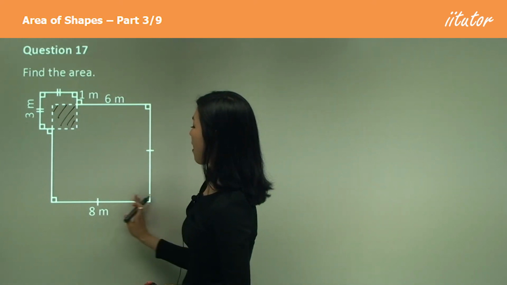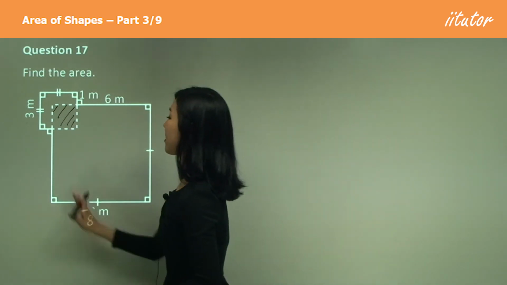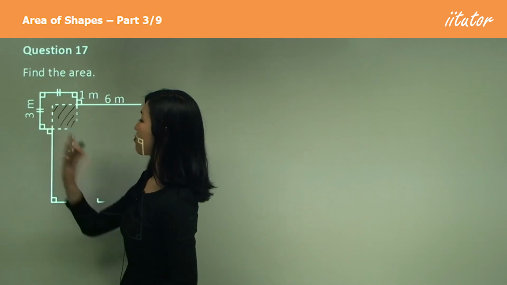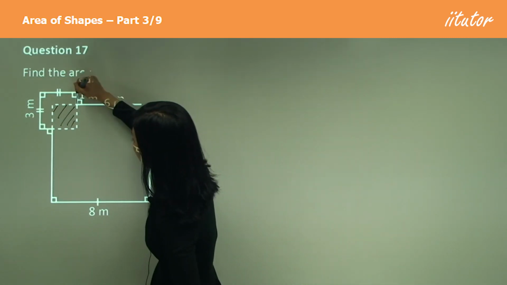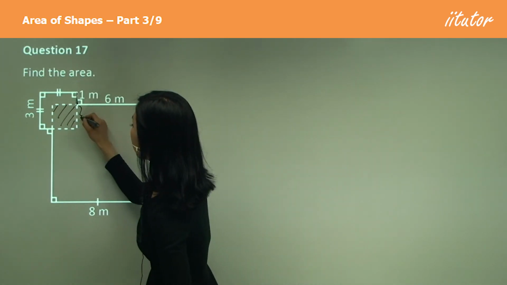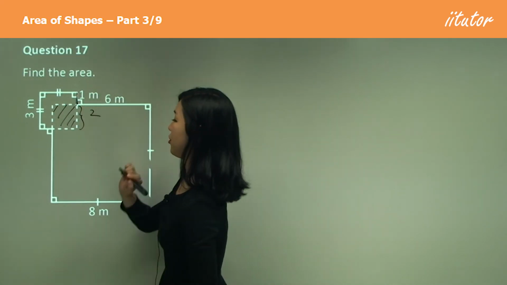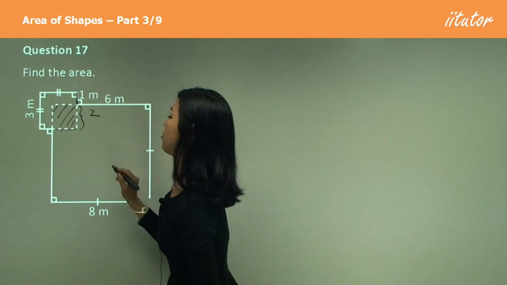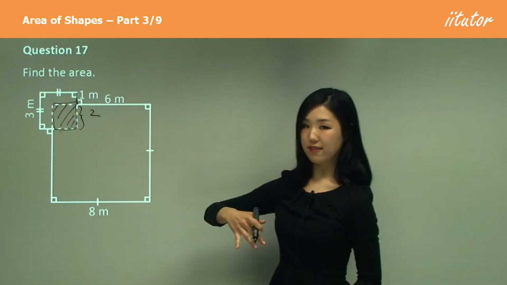So we know that the side length of this big square is 8. And we know that the side length of the little square here is 3. And they give you that this little length is 1. Yeah? So this length must be 3 minus 1, which is 2. So that's the side length of 2 as well. So this is a little square that has a side length of 2. That's what we're going to be subtracting away, okay?